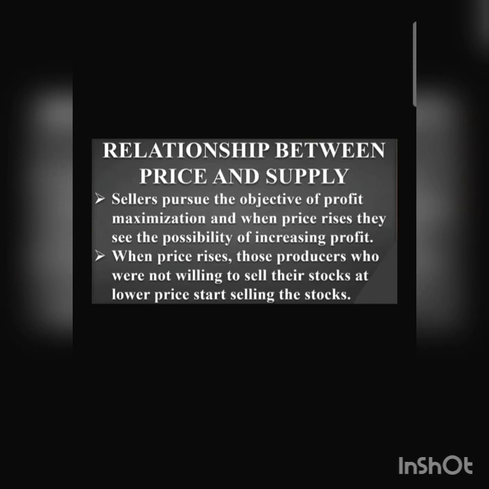Now over here we will go with the relationship between the price and the supply. So students, you can see what we have already seen, that is price and supply. There is a positive relationship between the price and the supply. Price increases, supply increases. Price decreases, supply decreases. With that you can see the first point: sellers pursue the objective of profit maximization, and when the price rises, they see the possibility of increasing their profit.